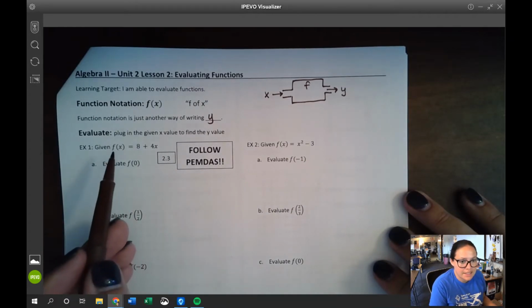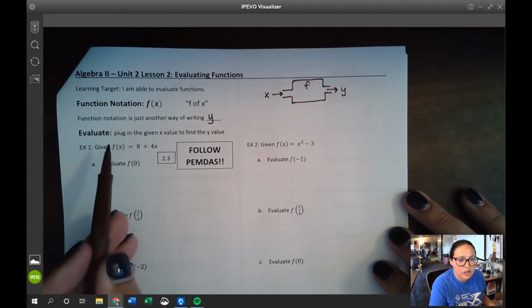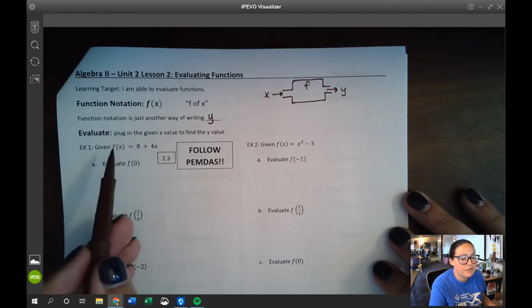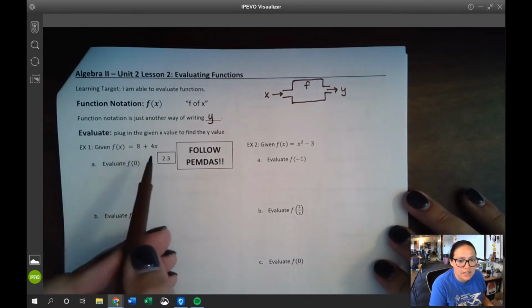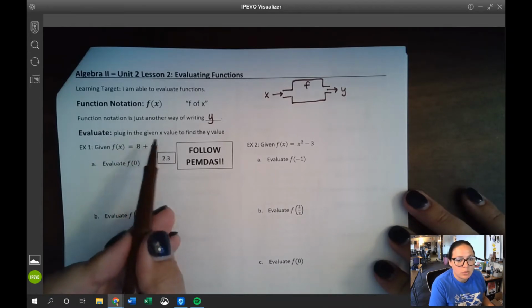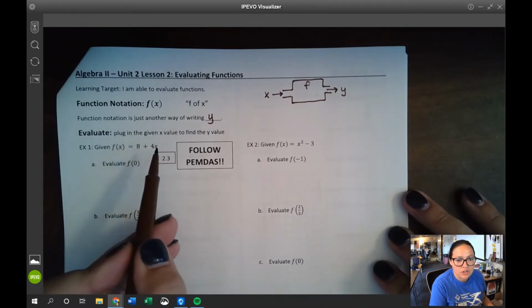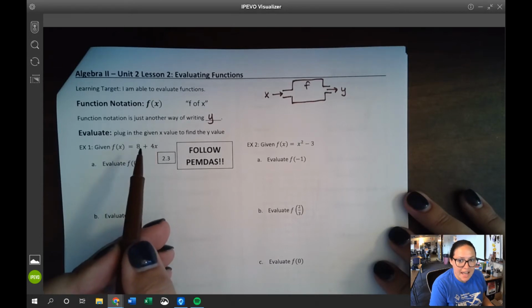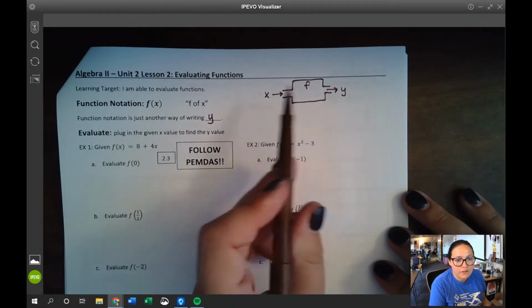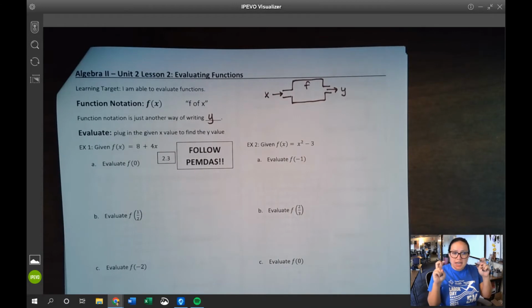what this means is that we're calling this function, this machine, f, and we're going to put some number x into the machine, and then this is showing us what we're going to do to our number x. Okay, so in this case, we're going to take whatever x is, we're going to multiply it by 4, and then we're going to add 8 to it. And that's what that first quote-unquote machine does.